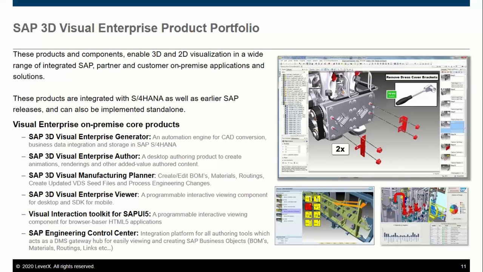And then SAP Engineering Control Center is a very important product too. Think of that as a portal view, DMS on steroids, if you will. Has dozens and dozens of SAP transactions in a visual GUI, graphical user interface, so we can bring up any SAP business object. The Visual Enterprise Viewer is embedded inside of Engineering Control Center, so that's why it's part of the portfolio of Visual Enterprise end-to-end products. Back to you, Dave.